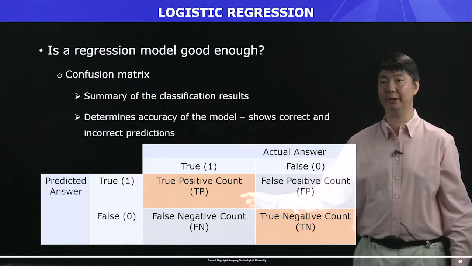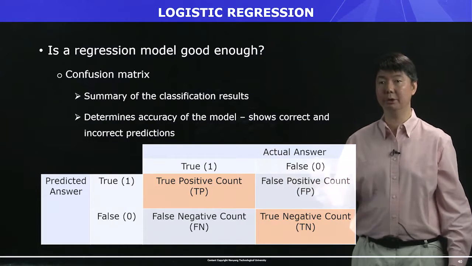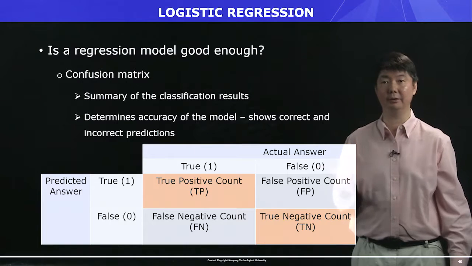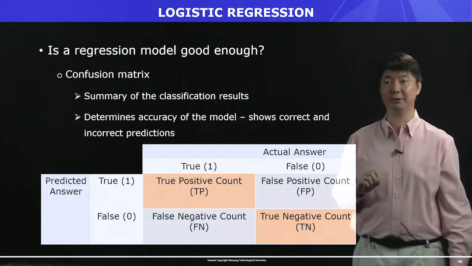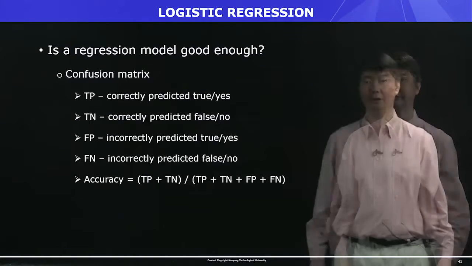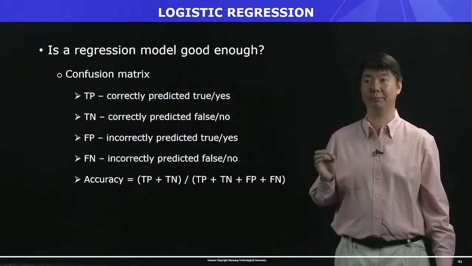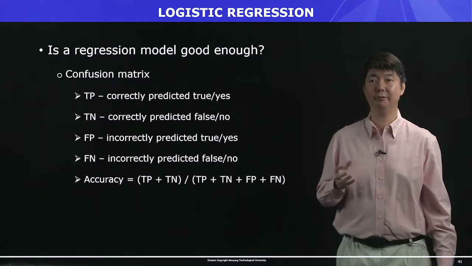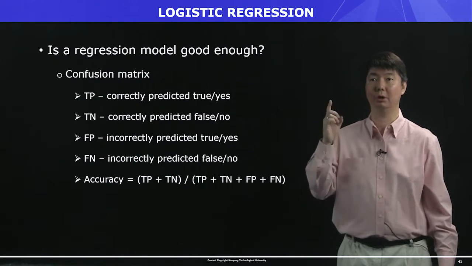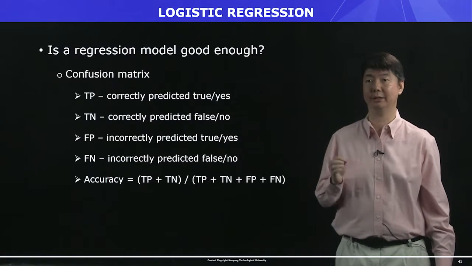The columns represent the actual values, while the rows represent the predicted values of the logistic regression model. And each of these cells has a specific meaning. So let's refer to the table. For example, true positive. What true positive means is that the actual value is yes or true or 1, and the logistic regression model correctly predicted it as such.